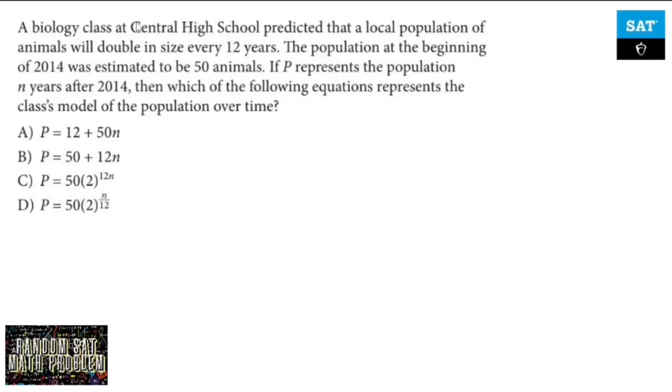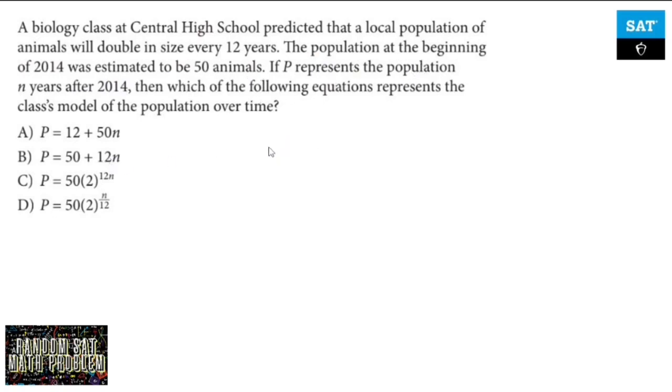A biology class at Central High School predicted that a local population of animals will double in size every 12 years. The population at the beginning of 2014 was estimated to be 50 animals. If P represents the population N years after 2014, then which of the following equations represents it?